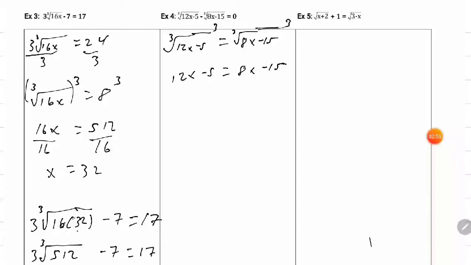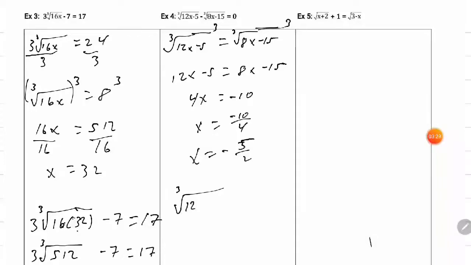So add and subtract stuff. So I get 4x on this side, and I get negative 10 on this side. So x equals negative 10 divided by 4, which, if I reduce that, negative 5 halves. Okay, now we're going to plug this back in. The cubed root of 12 times negative 5 halves minus 5.